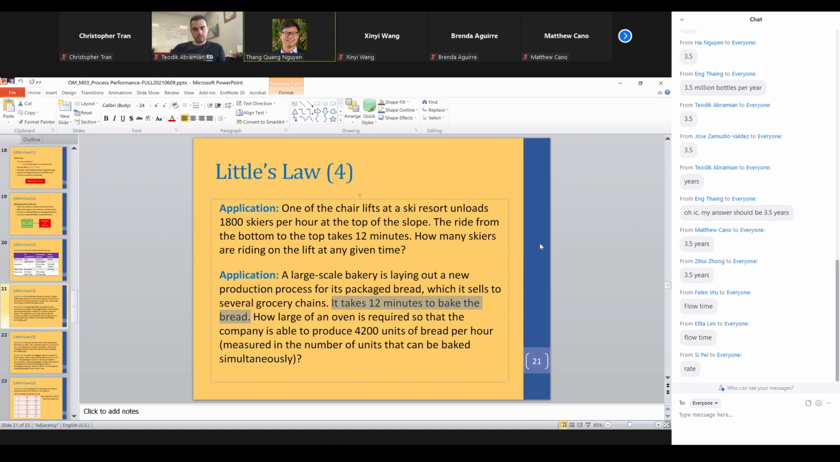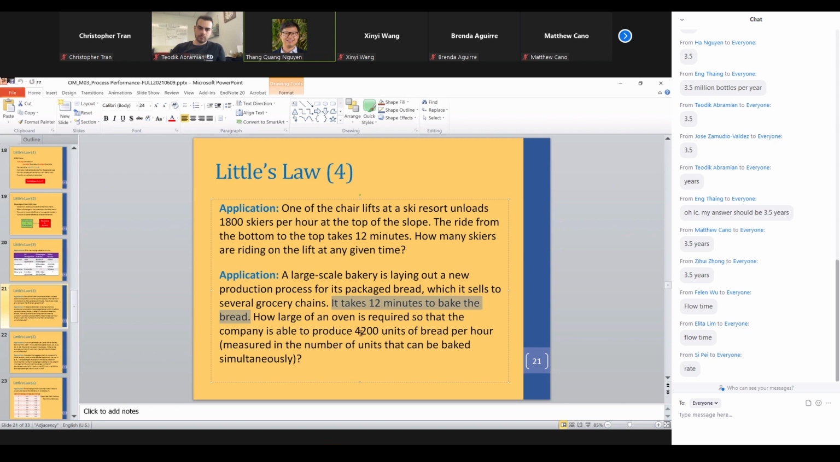Oh, the rate? It should be flow time, right? Because we talk about 12 minutes. So the 12 minutes is the time that the doughs stay in the oven. So we should understand that 12 minutes as the flow time of the process. So I hope that now you see that as a flow time. How about the next piece of information?